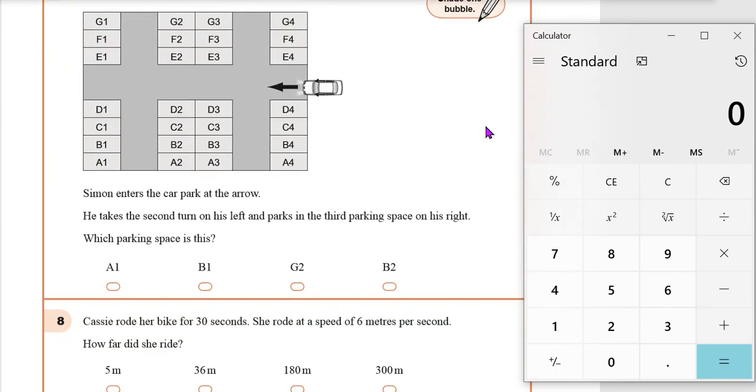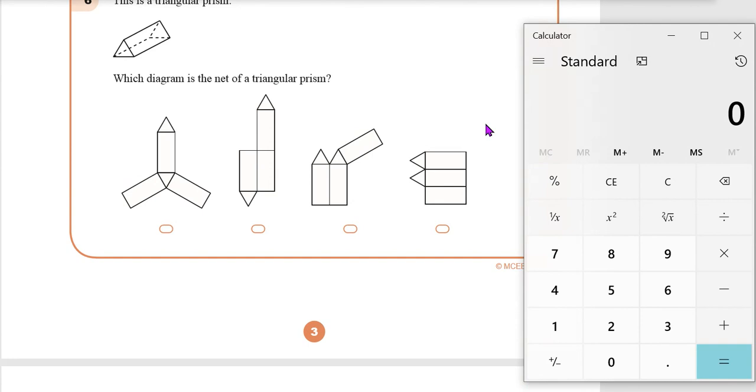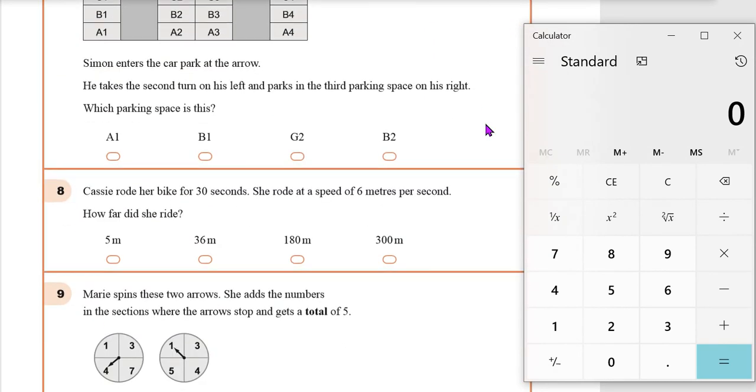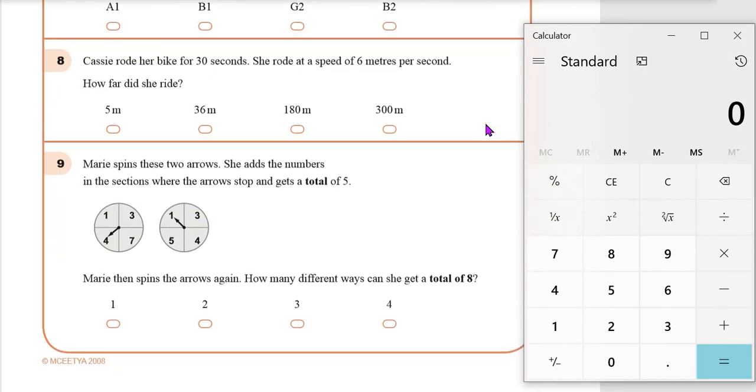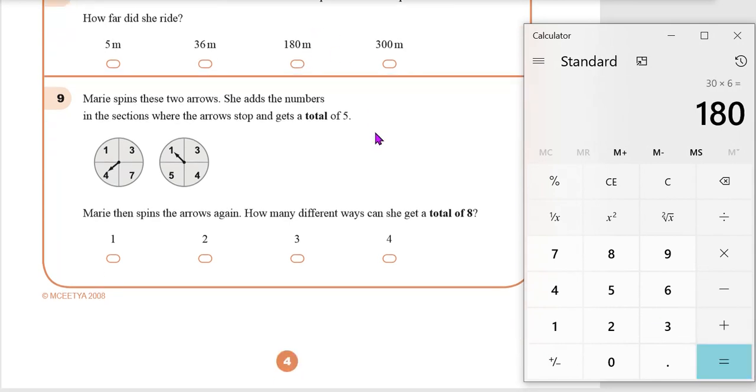Number 6, obviously we didn't need a calculator. Number 7, likewise. Number 8, you could use a calculator for this if you wanted. 30 seconds at 6 meters a second will be 30 times 6 equals 180.